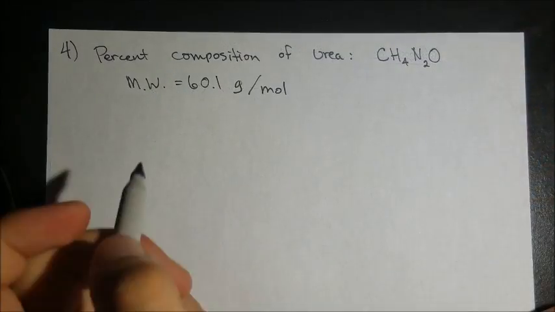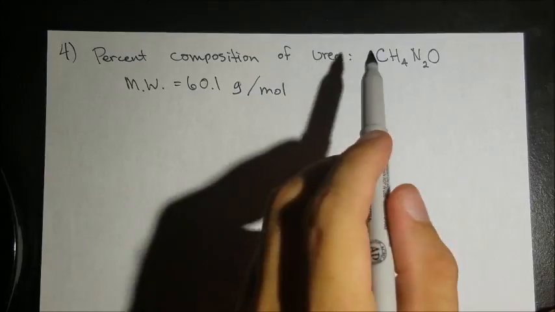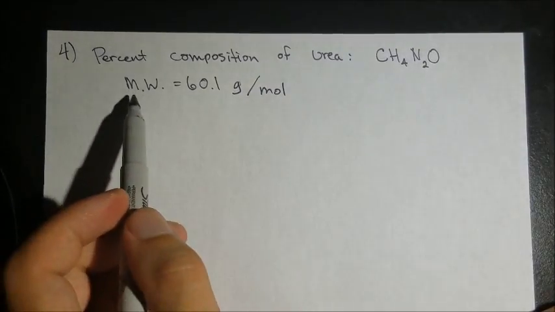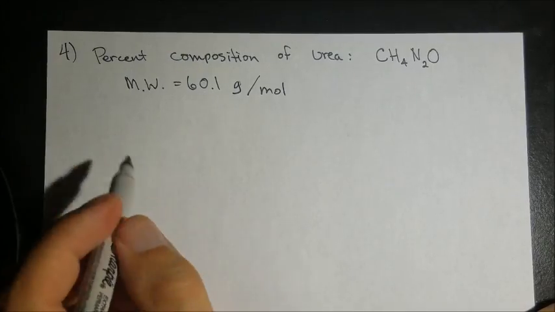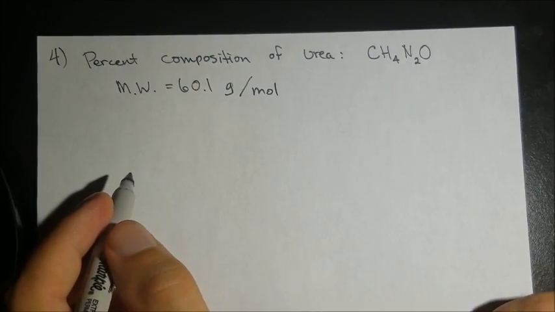Number 4 asks us to determine what the percent composition is of urea. And here's the chemical formula for urea. And I went ahead and calculated the molecular weight of urea. It turns out to be about 60.1 grams per mole. Okay, so how are we going to go about doing this?